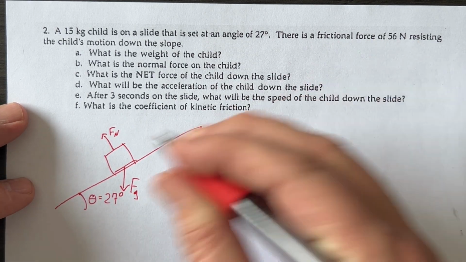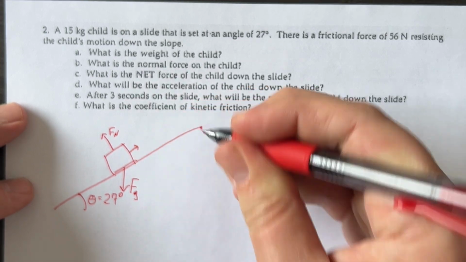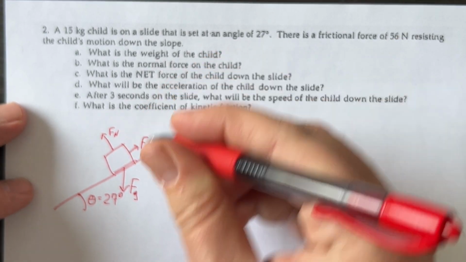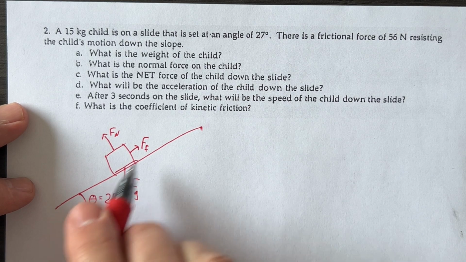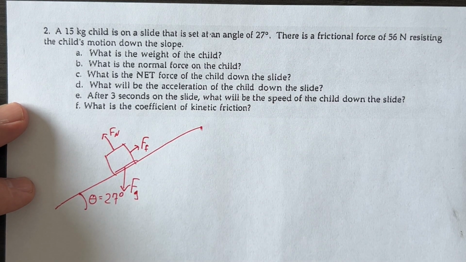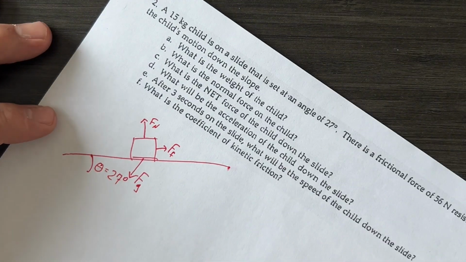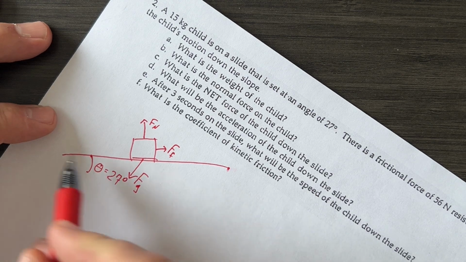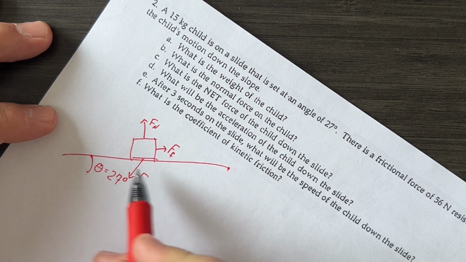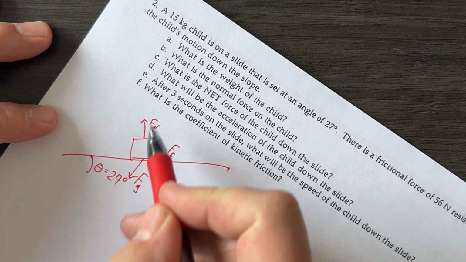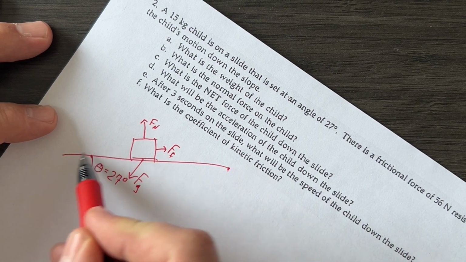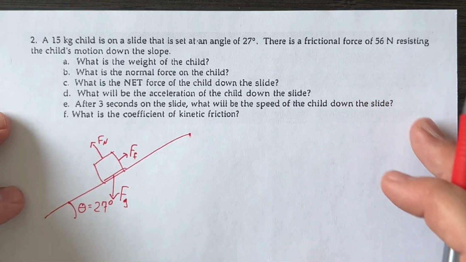In this one, it says there's a frictional force. Well, friction is always parallel to the surface. And if the child would be sliding down, then friction will oppose that motion. Now, this looks like it could be a really nasty situation to deal with, but what we're going to do is change our perspective as if we are parallel to the surface ourselves. So out of the surface is straight up, down the ramp is left, up the ramp is right, and so on.